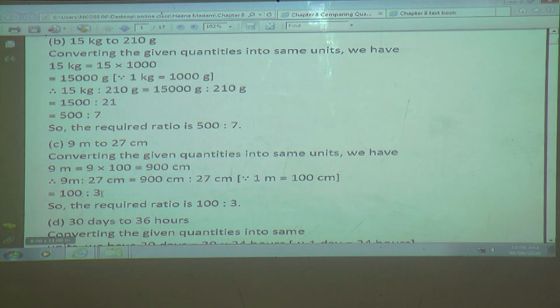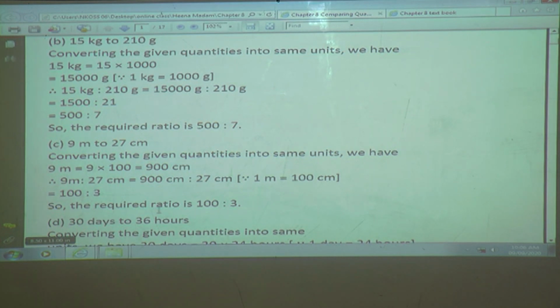After the reduction, this can be written in the form of a fraction, that is 900 upon 27. It will be reducible, so we reduce it and get 100 to 3.